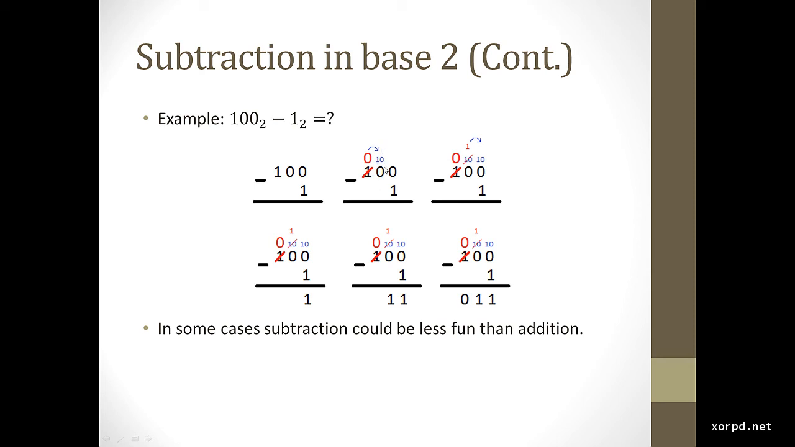From those 10 units, we also want to borrow 1 unit. We borrow 1 unit to the right, and we are left with 1 in this position, and we get 10 in this position. Now we can subtract 10 minus 1, and we get as a result 1. Next we subtract 1 minus nothing, or 1 minus 0, which is 1. The result that we finally get is 11 in base 2.